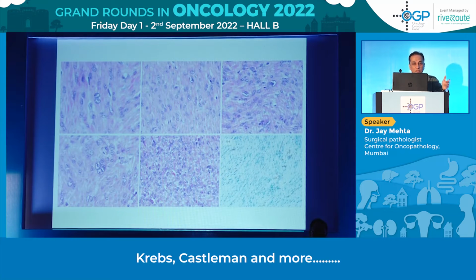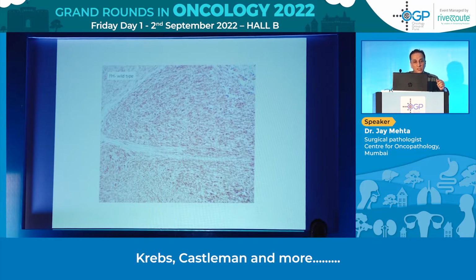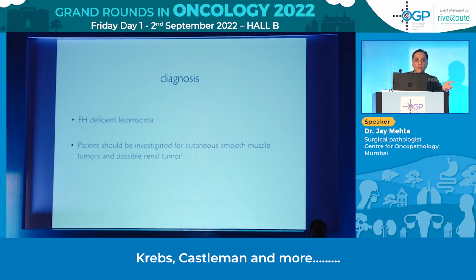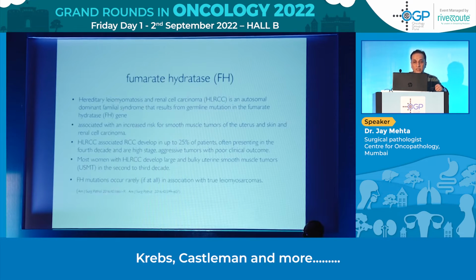Now, multiple areas in this lesion again showed similar symplastic-like nuclei, prominent nucleoli with a clearing around the nucleolus, and loss of FH by immunohistochemistry. And here's for comparison, this is how an FH wild type would look. Almost everything would mark with that stain. So on diagnosis, this is an FH deficient leiomyoma. The patient should be investigated for cutaneous smooth muscle tumors and a possible renal tumor as well. And it has implications in the family for genetic testing as well.